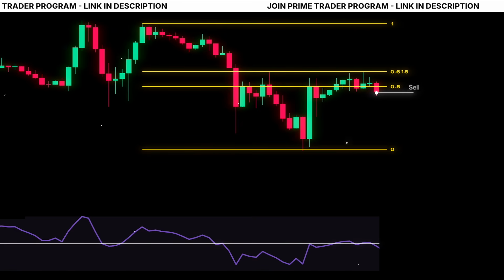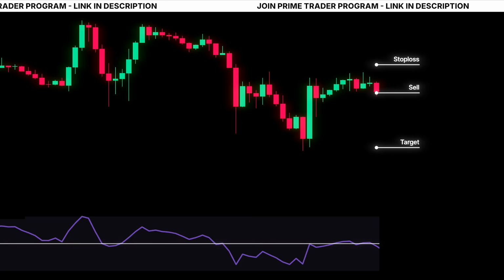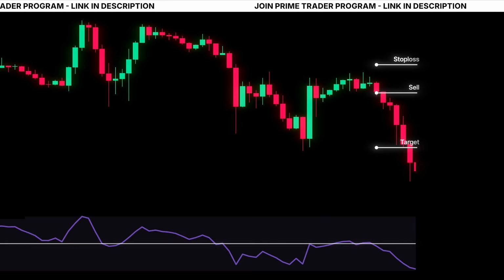So we enter a sell trade on this candle as the RSI breaks back below the 50 level. We place our stop above the golden zone and target a 2:1 risk-reward ratio.